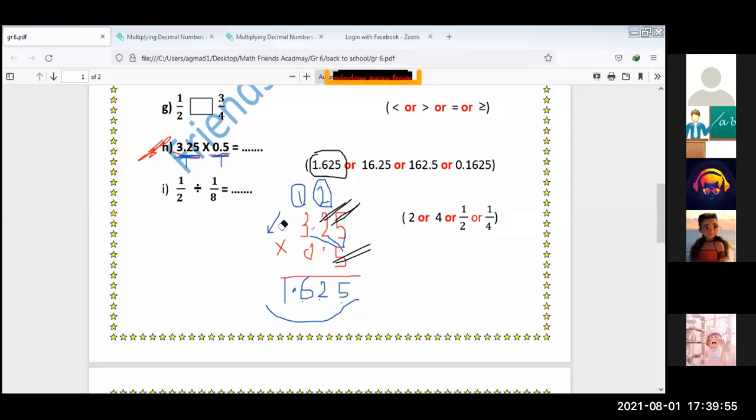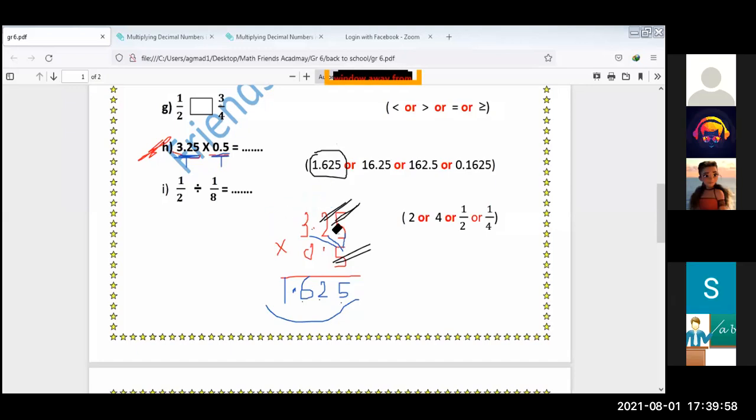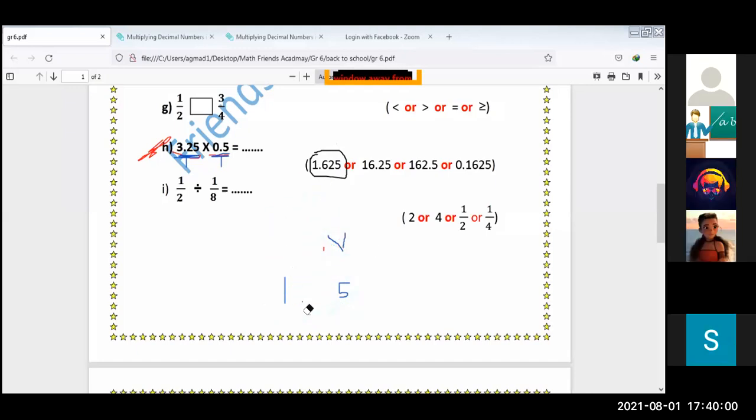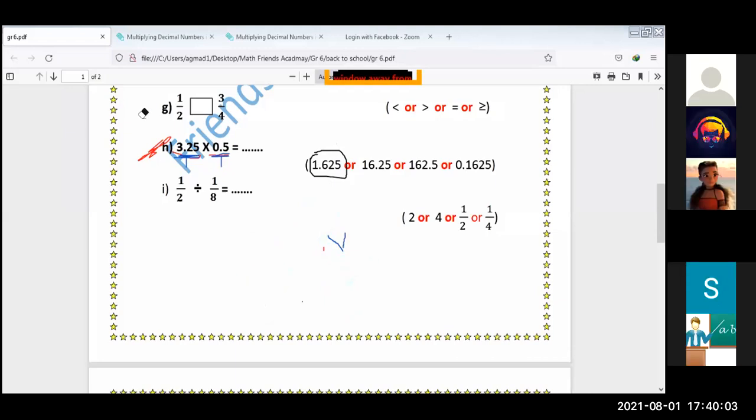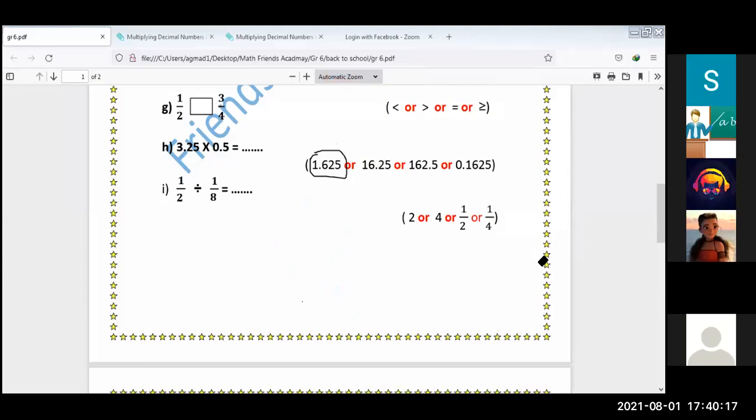No, teacher, thank you. Okay, let's solve the last one here. We have two fractions and I want to divide them. Sandy? Teacher. Yes, dear, how are you, dear? Are you okay? Yes, I am fine. Okay, dear. Now we have two fractions, 1/2 divided by 1/8. How can we do it?